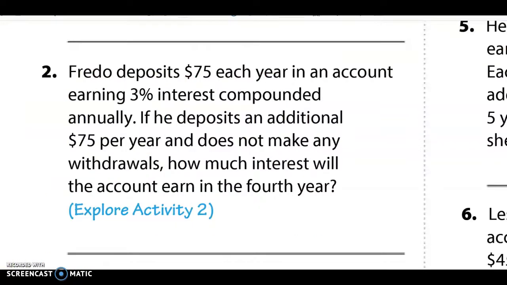The example that we're going to be working with deals with Fredo. Fredo is going to be saving money, and it looks to be that he deposits $75 each year into an account that is going to be earning 3% interest compounded annually. If he deposits an additional $75 per year and does not make any withdrawals, how much interest will he earn at the end of the 4th year? Okay, so let's go ahead and switch over to my work.